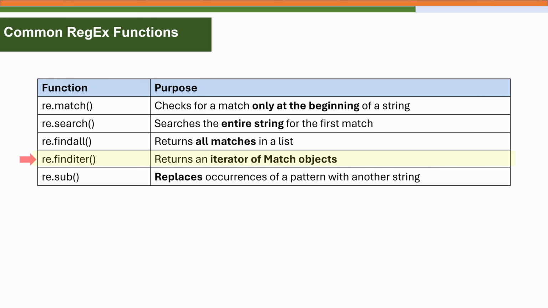Unlike findall, finditer doesn't just return strings, it returns match objects, giving more details such as start and end positions. This is very useful for highlighting or replacing text at specific locations. The sub function replaces all occurrences of the pattern with another string. You can use this for cleaning text and for formatting data.